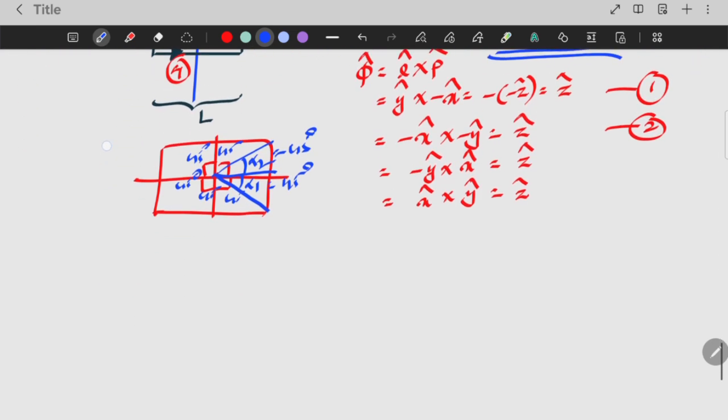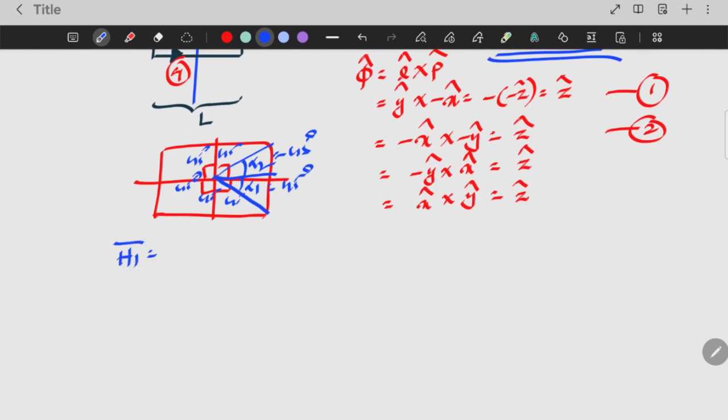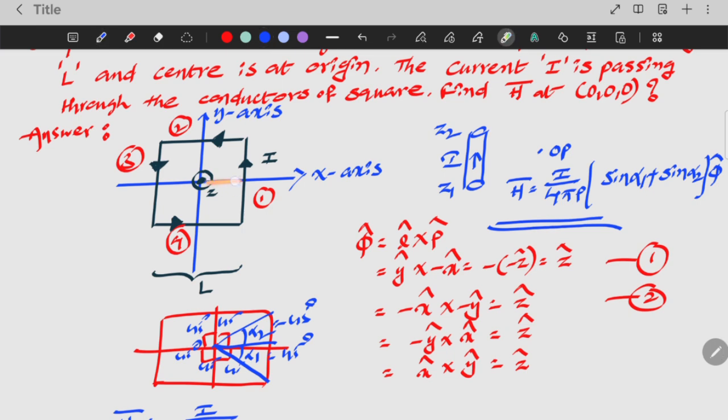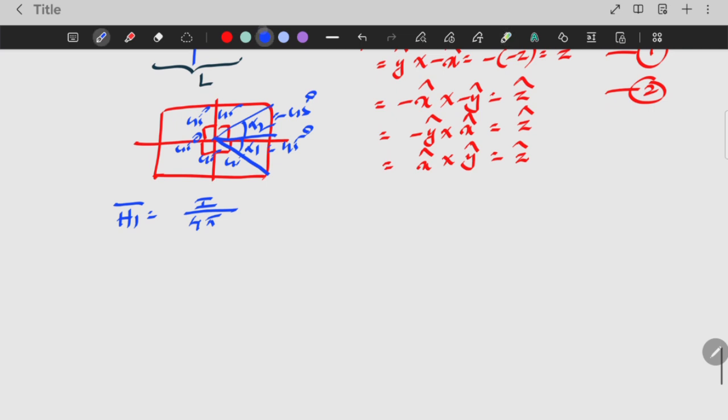Okay, so now I'm going to write first H1 bar. It is the magnetic field intensity at the observation point due to the first conductor. So according to the formula, I by 4 pi rho. Rho is nothing but the distance between the observation point and the conductor. This is L by 2. For the second conductor also it is L by 2, and the same for the others. So I will take it as L by 2. Okay. Then sin alpha 1 is sin 45, that is 1 by root 2. Sin alpha 2 is also sin 45, that is 1 by root 2. And phi cap we already got, it is the plus z cap.